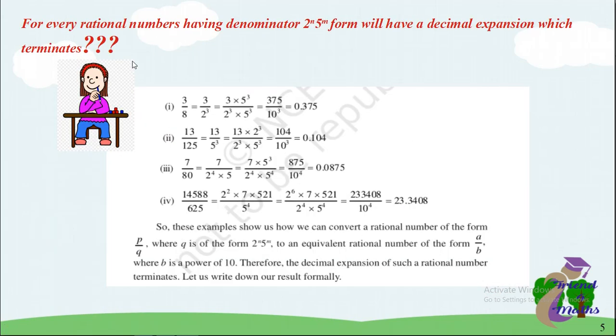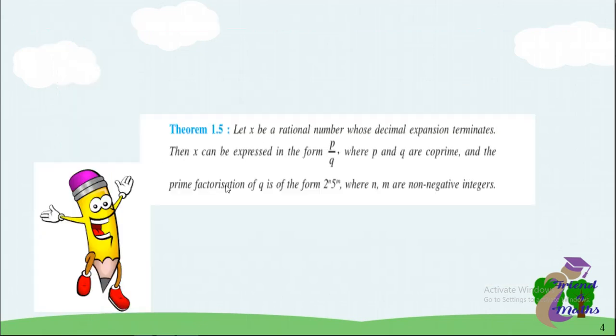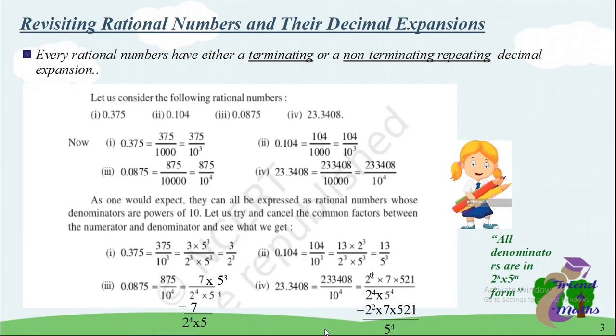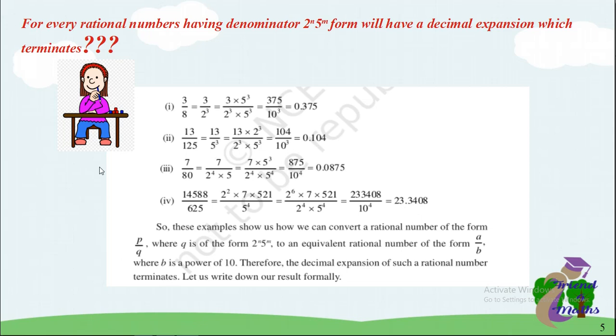Next you may have a doubt: will every rational number having the denominator of the form 2 raised to n into 5 raised to m have a decimal expansion which terminates? Of course it will. We can go through the reverse process of the examples we have done on the first page. So we are going to do this.